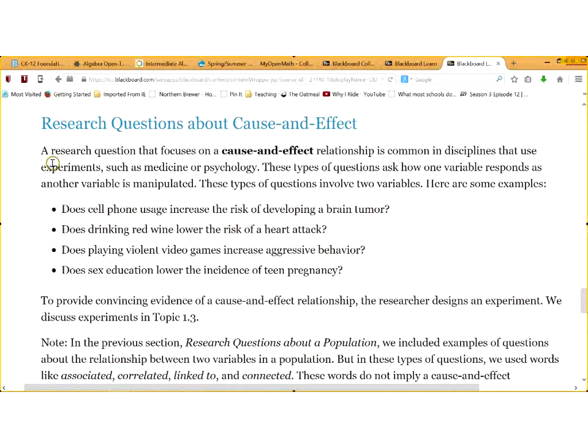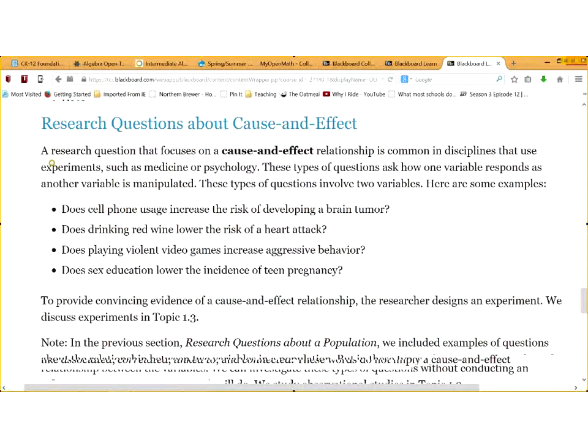Sex education, does that lower the incidence of teen pregnancy? Again, usually this is decided by a school district, but you could do a small experiment in a school district to see if sex education actually helps. So just because you can formulate a cause and effect question doesn't mean you can easily answer it, that you can easily design an experiment which would answer it.